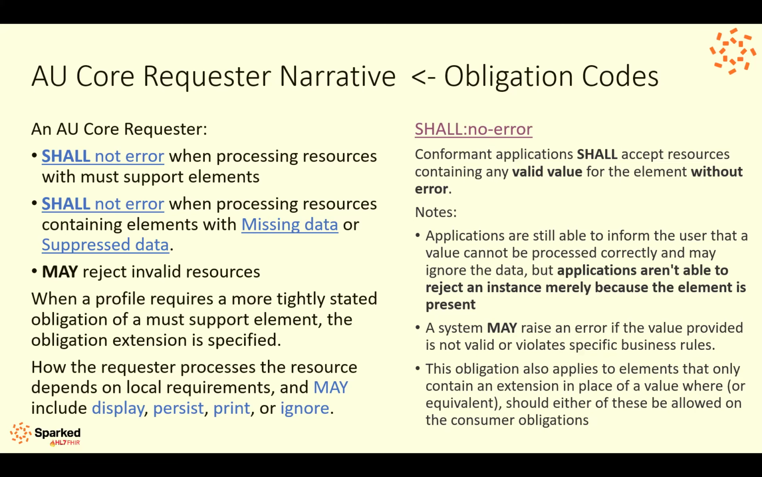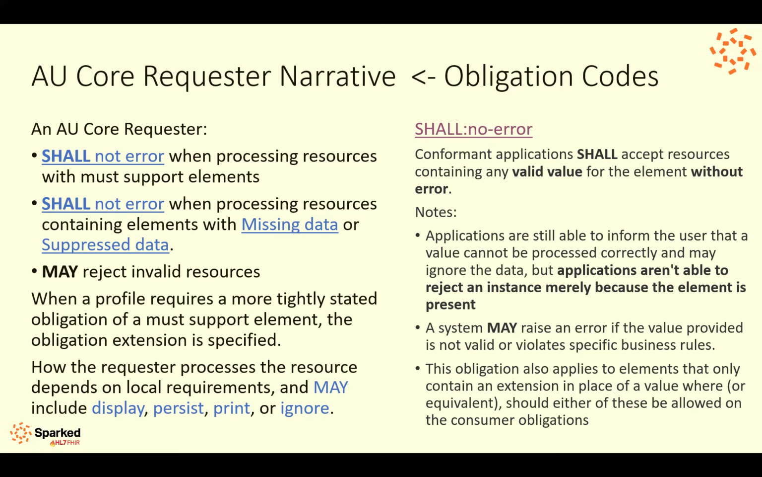meaning of the obligation. So anything picking up just the AU core, deriving from the AU core profiles, who isn't declaring themselves an AU core requester, doesn't pick up the obligation. They pick up the flag, and therefore the requirement for their use case to say what must support means for them, but they don't pick up the actual obligation we've defined that belongs to an AU core requester. It's only if you say you're an AU core requester that you pick up this obligation.